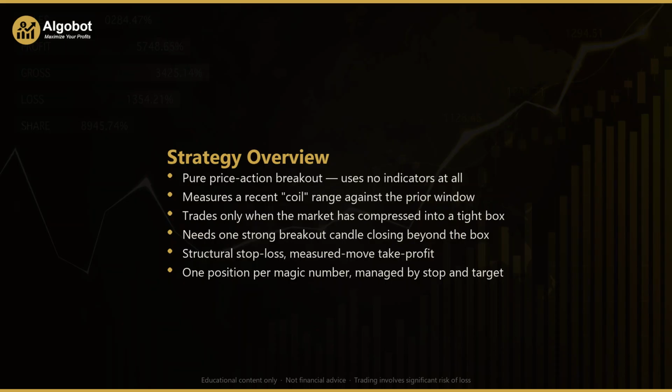The important thing to understand is that there is no moving average here, no oscillator, no relative strength index. The strategy reads nothing but the highs, lows, opens, and closes of recent candles. It looks at a recent window of bars, which it calls the apex or the coil, and it measures how tall that range is. Then it looks at the window of bars immediately before it and measures that range too. If the recent range has shrunk to a defined fraction of the earlier range, the market is considered compressed, and the strategy starts watching for a breakout.